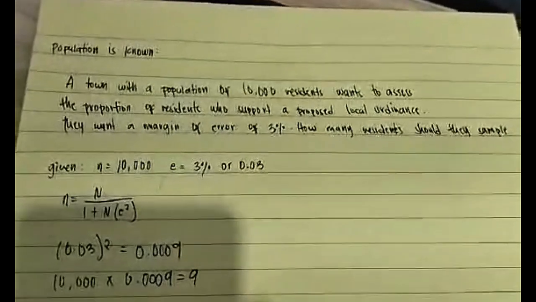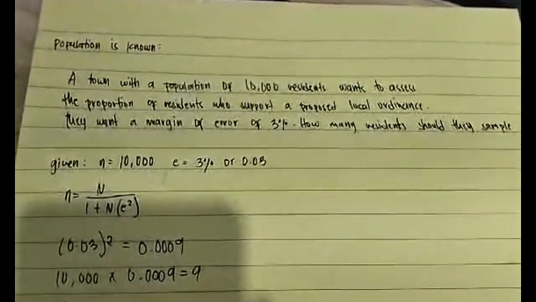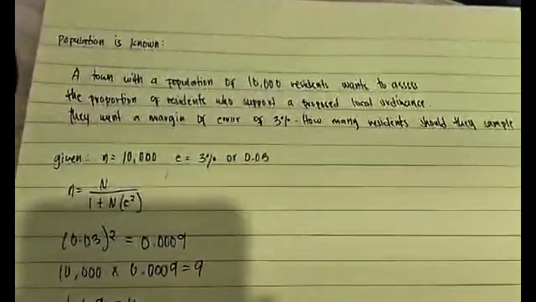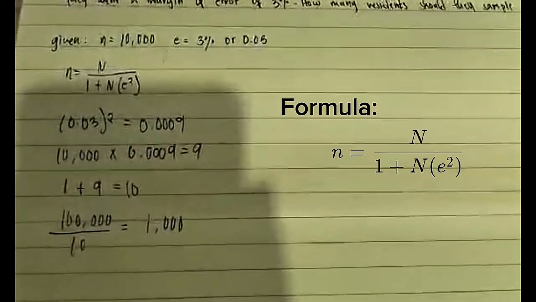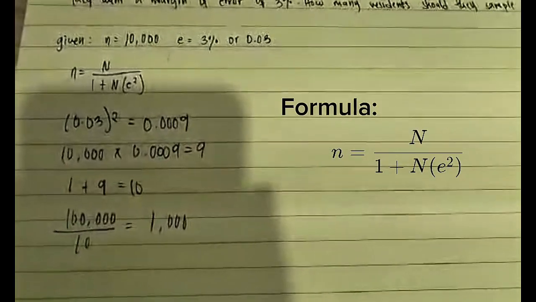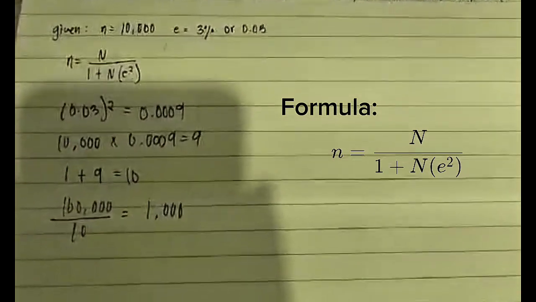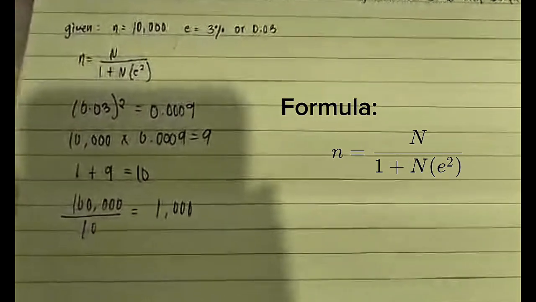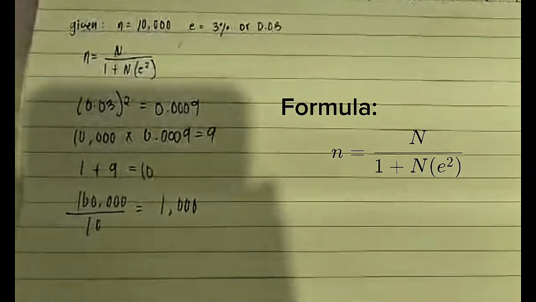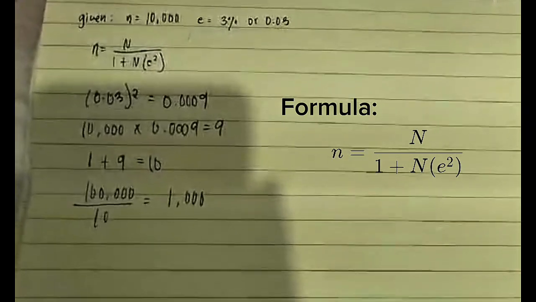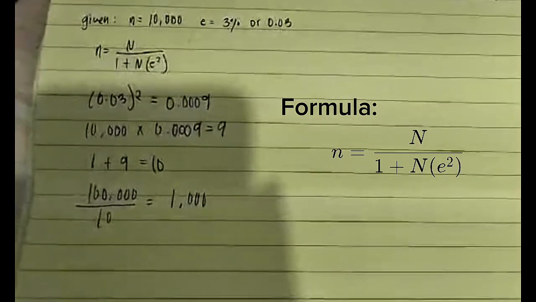The formula we will use is n equals N divided by the quantity 1 plus N times e squared. 0.03 squared is equal to 0.0009. 10,000 times 0.0009 equals 9. 1 plus 9 equals 10. 10,000 divided by 10 equals 1,000. So we need to sample 1,000 residents.